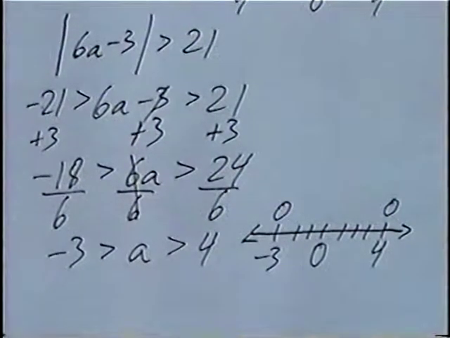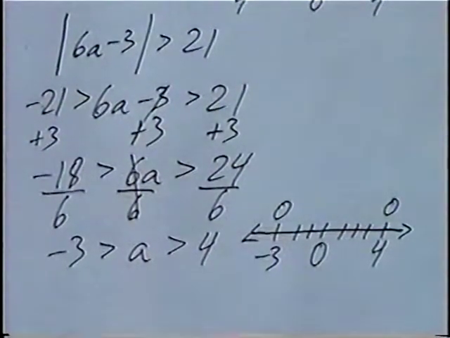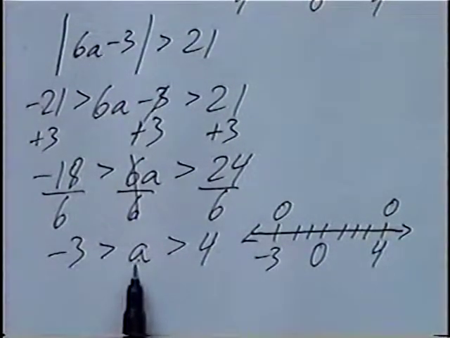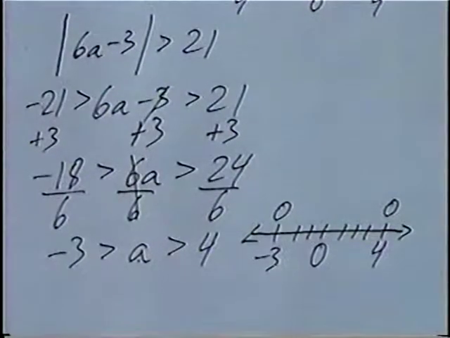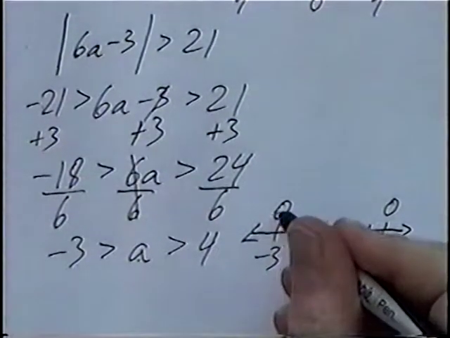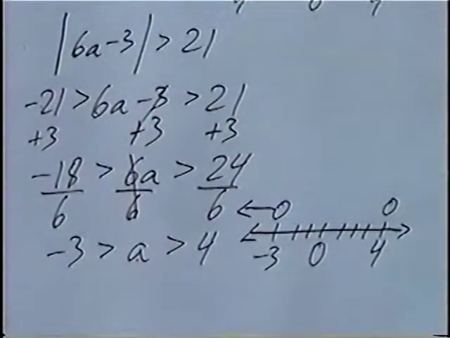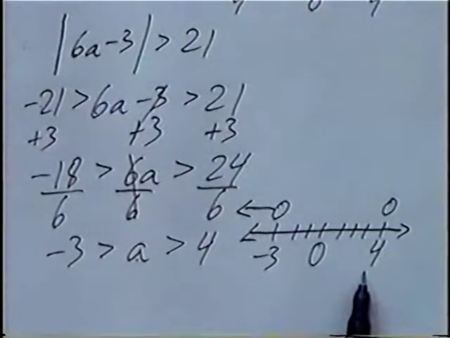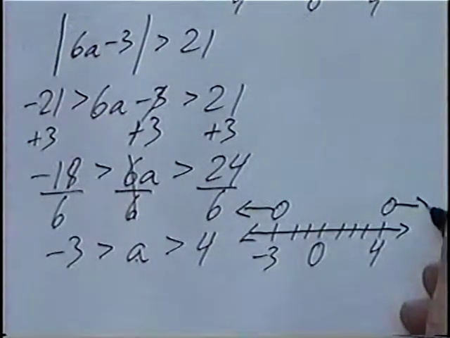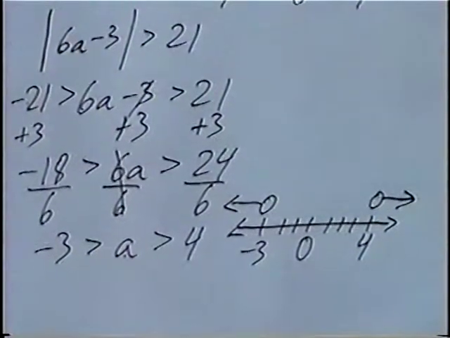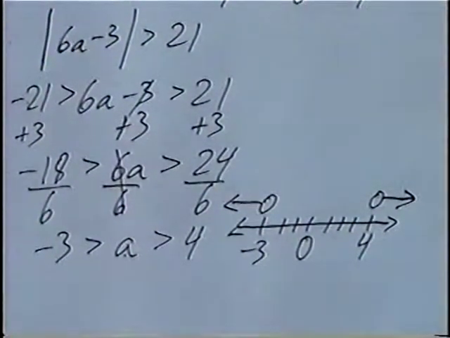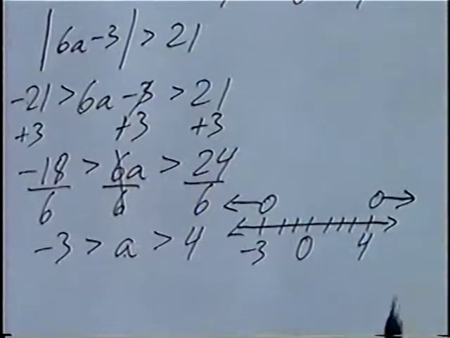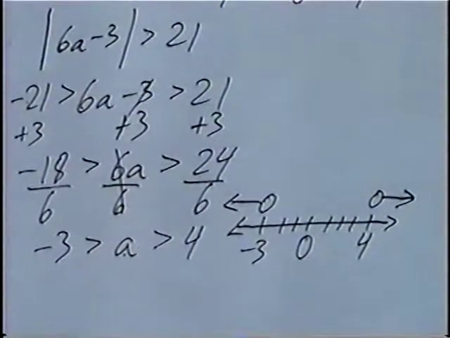For the directions on the line, negative 3 is greater than a. Negative 3 greater than a means negative 3 is bigger, a will be smaller, or a is less than negative 3. Less than negative 3 would go to the left. And the second part, a is greater than 4. Greater than 4 would go to the right. So in this case we have our two numbers, negative 3 and positive 4. The solutions though are all the numbers less than negative 3 or all the numbers bigger than positive 4.